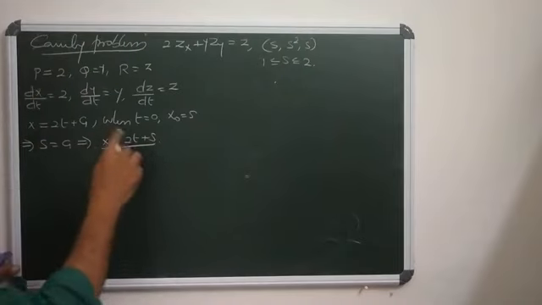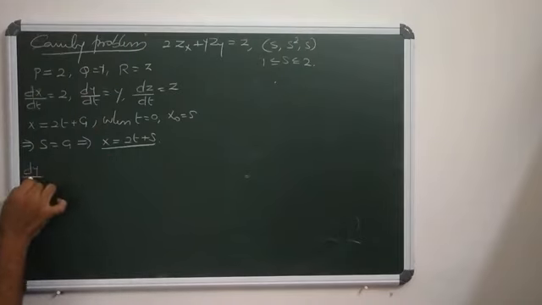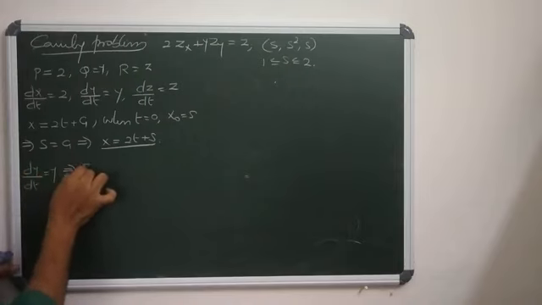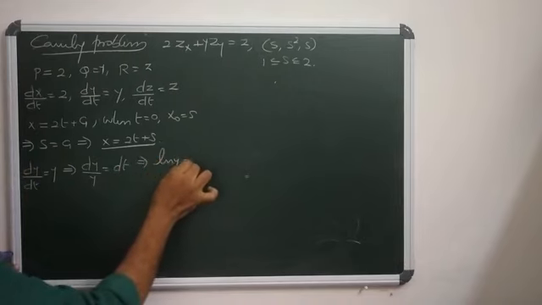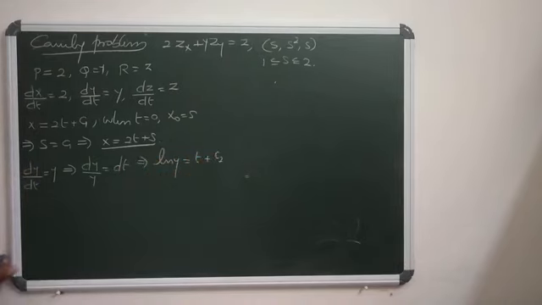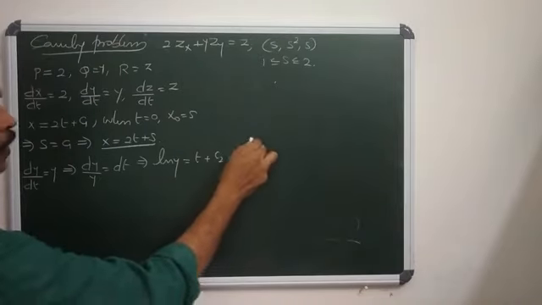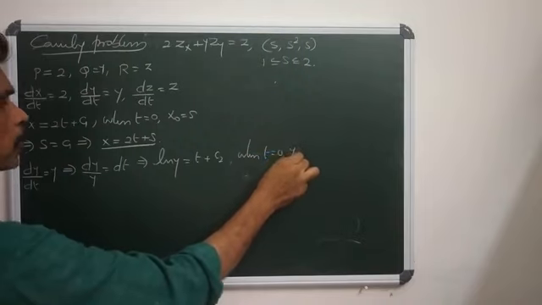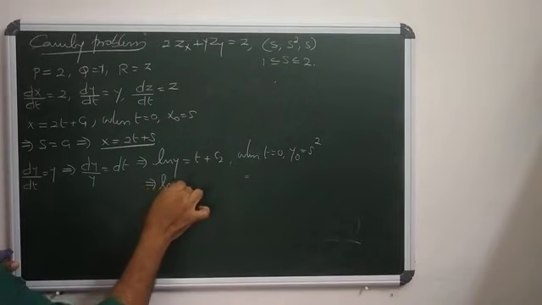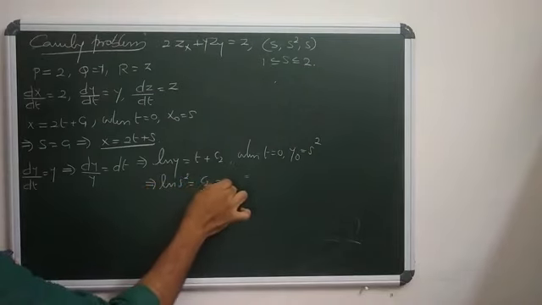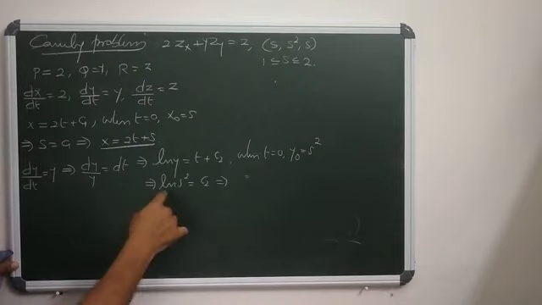Agreed? Second one: dy by dt is y. That means dy by y equals dt. On integration, log y equals t plus c2. By the initial condition, when t equals 0, y naught equals s square. So this gives log s square equals c2.